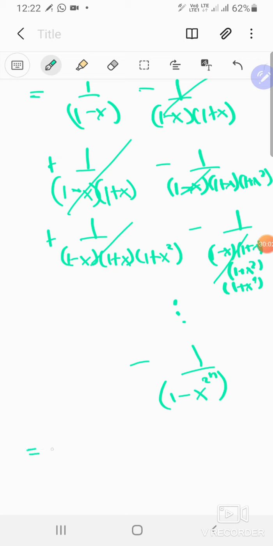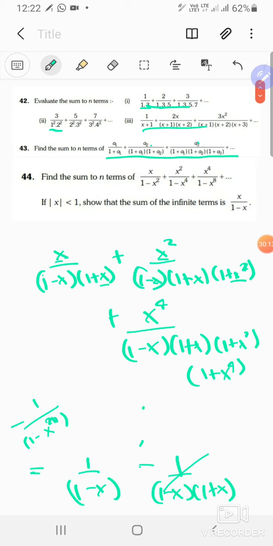So that's it. This thing completely collapses to 1 upon 1 minus x minus 1 upon 1 minus x to the 2 to the n power, and then you can simplify this, but I won't. And that's it. That's how you solve these questions.